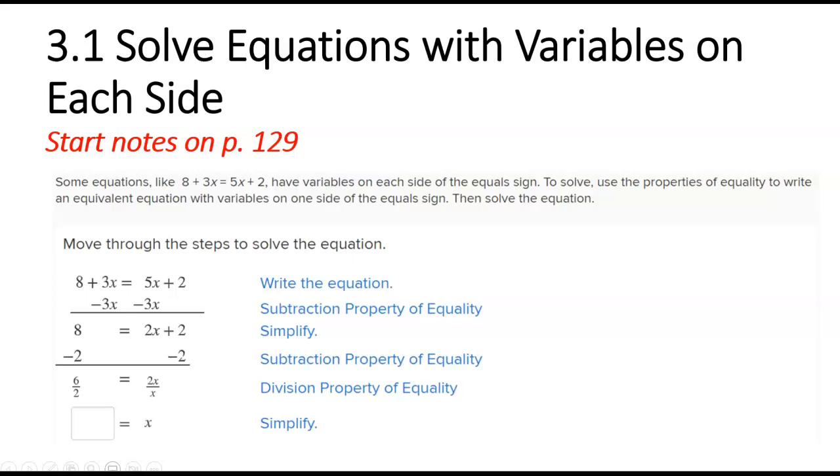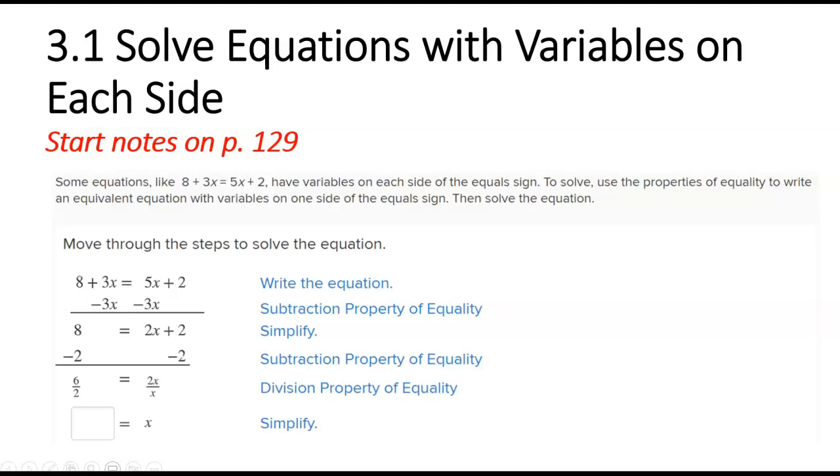So you guys have solved different kinds of equations. We're going to start our review of equations with variables on each side. The notes start on page 129, so you can follow along on page 129 in your book. Some equations, like this one, have a variable on both sides of the equal sign. To solve, we'll use properties of equality to write an equivalent equation with variables on one side of the equal sign. So we have x's on two sides, we want x on just one side.